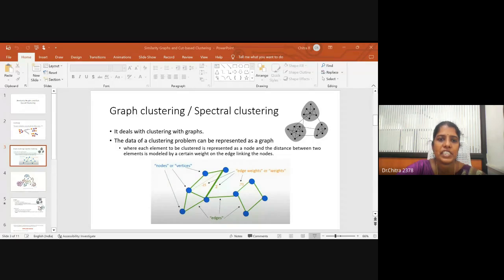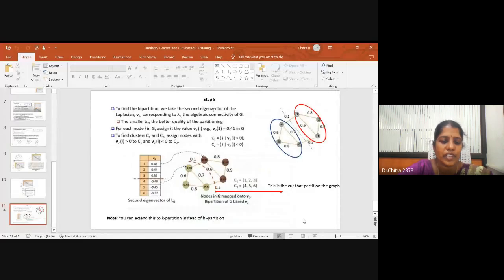And then the Laplacian matrix for the adjacency matrix is found using the given formula. First the adjacency matrix, then the Laplacian matrix, and then the eigenvalues are calculated. From that, a graph is formed. That is the concept of graph-based clustering.